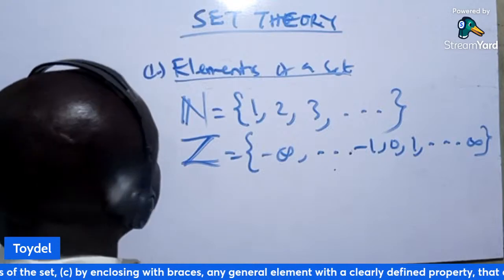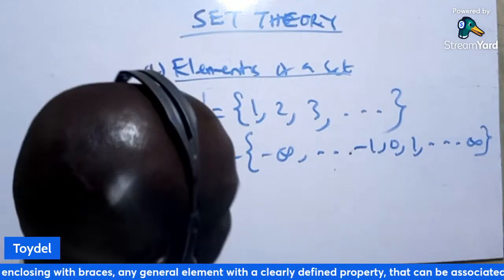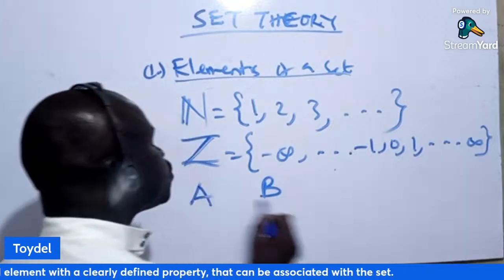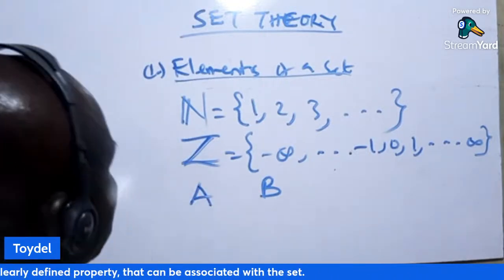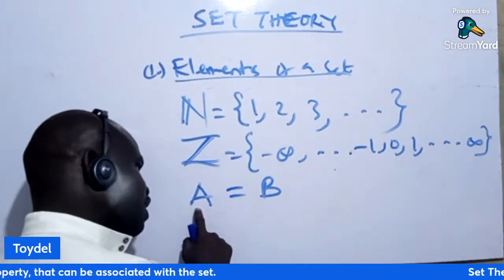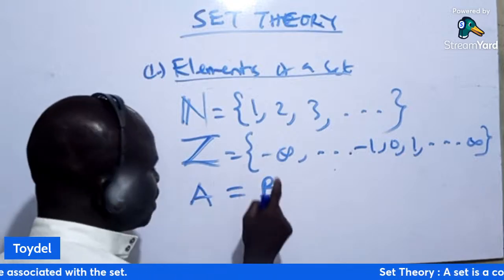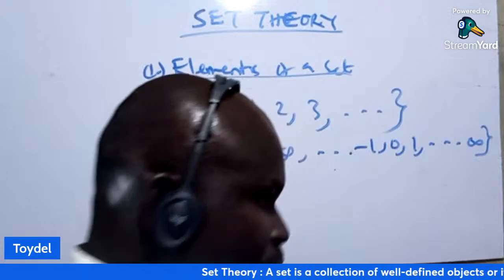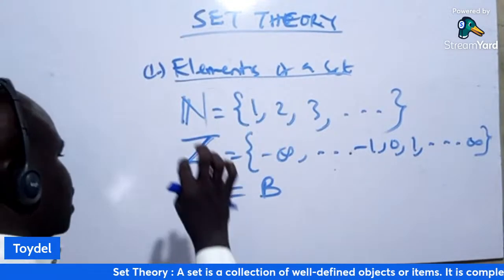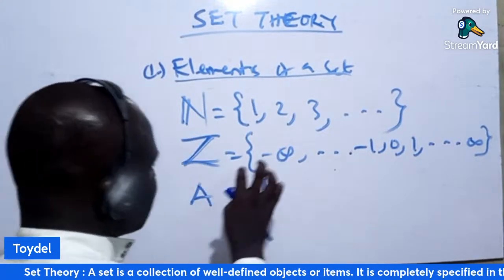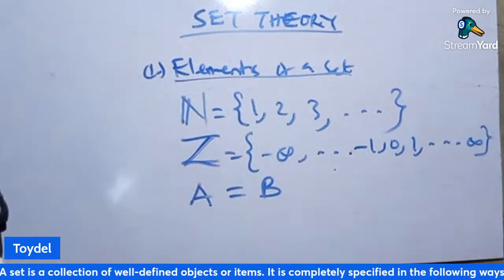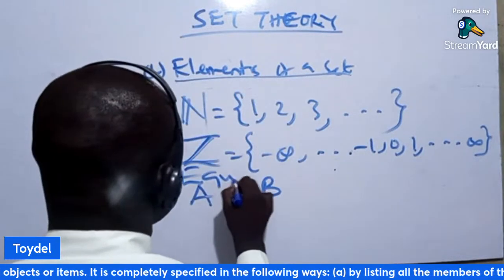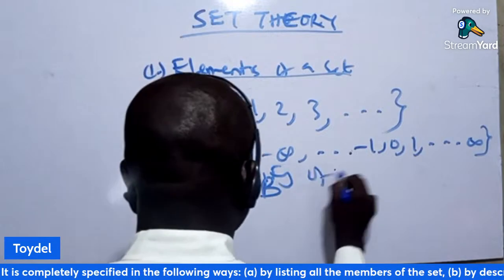Then there's what we call equality of sets. When we have two sets, say set A and B, these two sets are said to be equal if the elements that you have in set A are the same elements that you have in set B, irrespective of the arrangement and of any repetition. As long as the elements you have in A, you also have in B, then we can say set A is equal to set B. That is it about equality of sets.